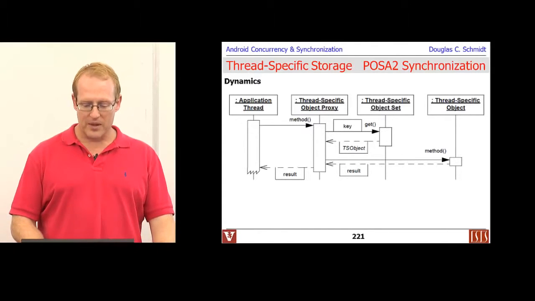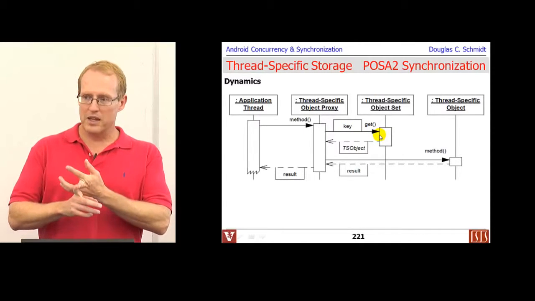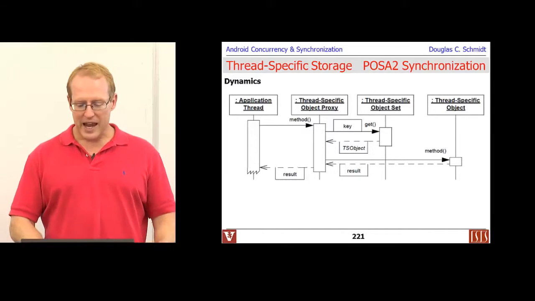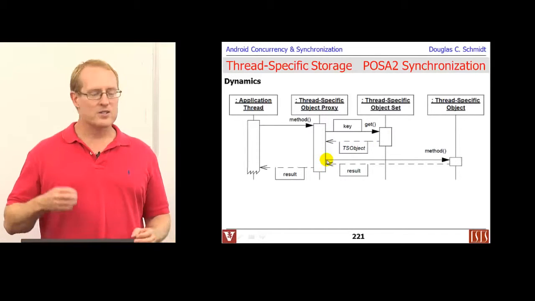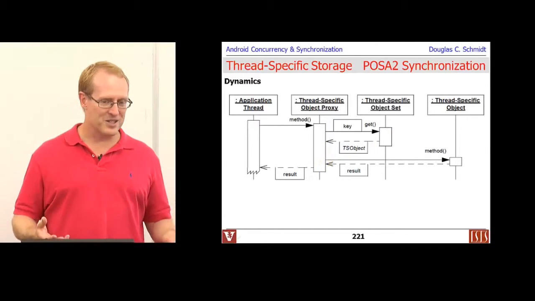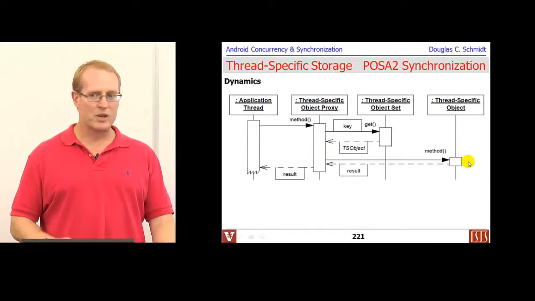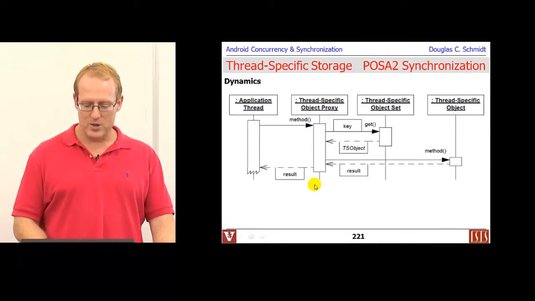So you make a method call. Under the scenes, that goes and figures out what thread you're in, figures out what key you're associating this particular method call with, the object ID. And then it looks up in the thread-specific object set, and it gets you back a thread-specific object, and it returns it back to the proxy. And in certain cool implementations, like in C++ and in ACE, it goes ahead and automatically delegates the method call to the thread-specific object without you having to do anything else. So it just kind of magically forwards the call. And then you get the result back.